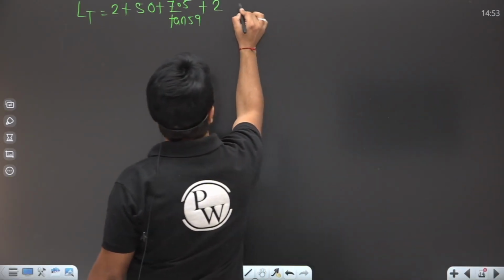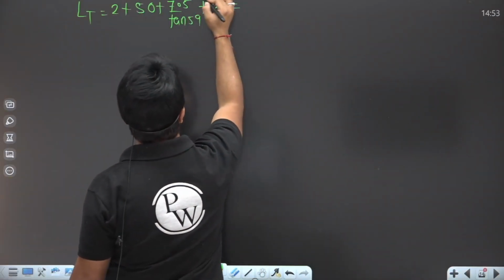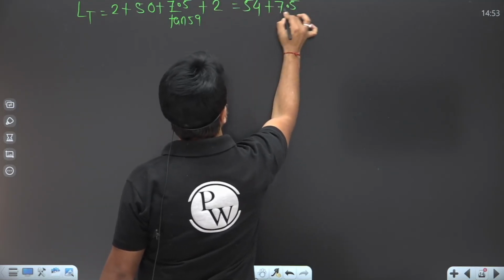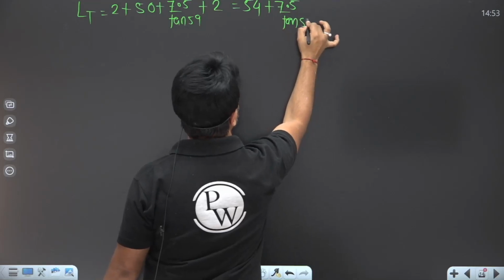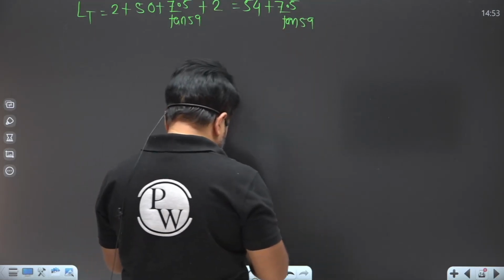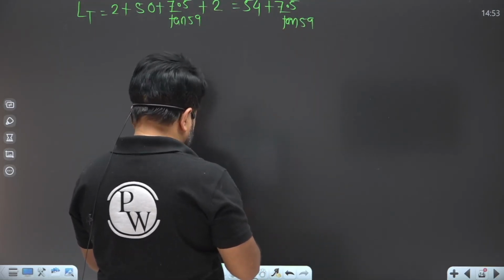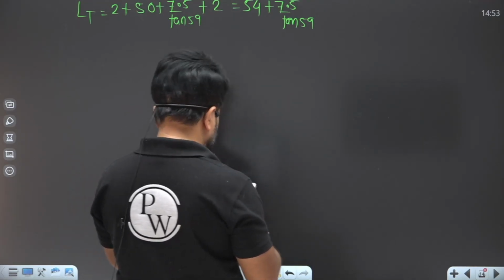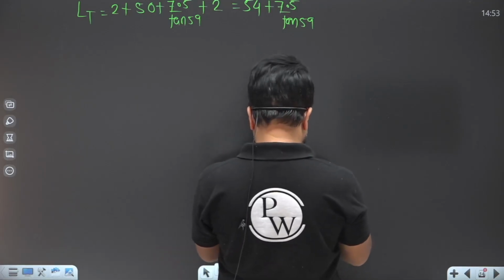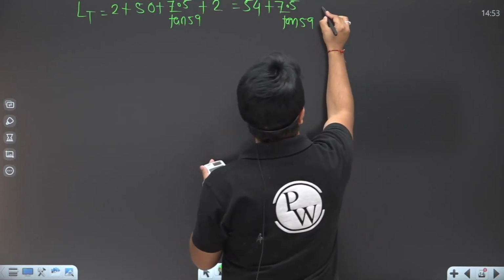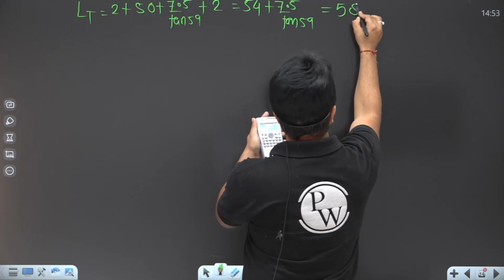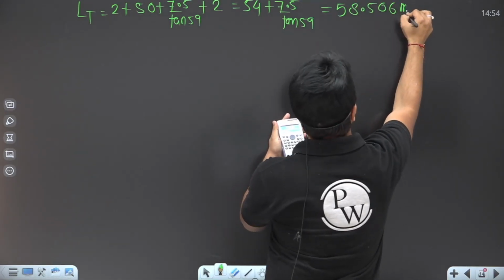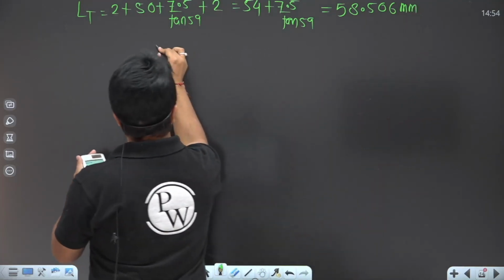So what will be the total length? 2, 2 and 2, plus 50 is 54. 54 plus 7.5 divided by tan 59. It is coming 58.506 mm. You have to find the machining time.